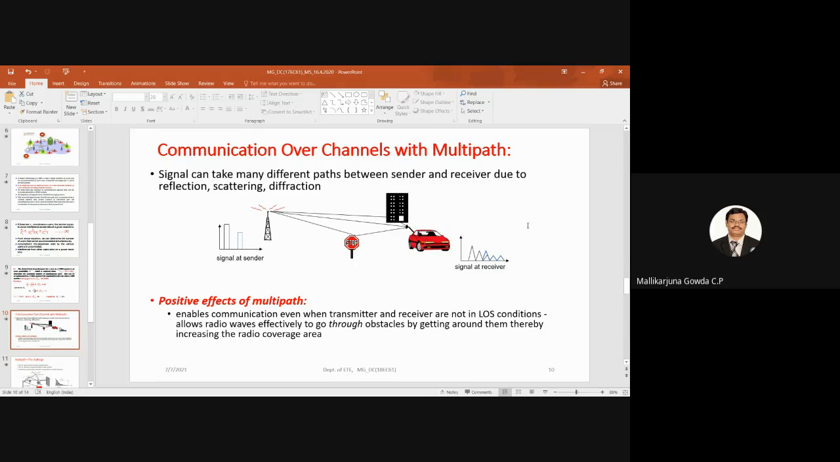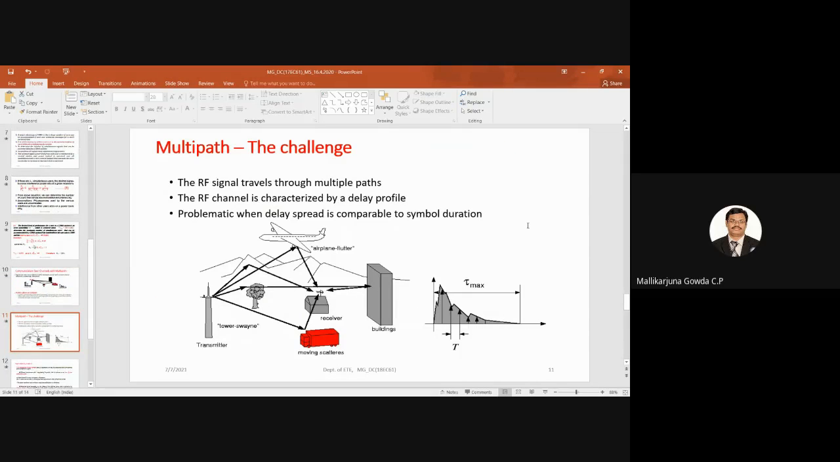So, what are the challenges here? That I said already. When the signal is traveling from transmitter to receiver through different paths, it will be received at the receiver side multiple times with overlap, so that leads to distortion. How do we overcome that is a challenge. The RF signal travels through multiple paths, so the RF channel is characterized by this delay profile.